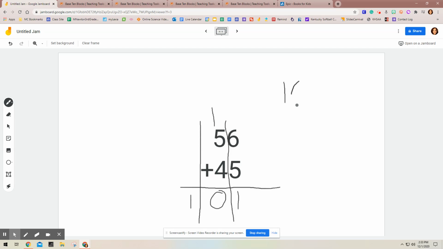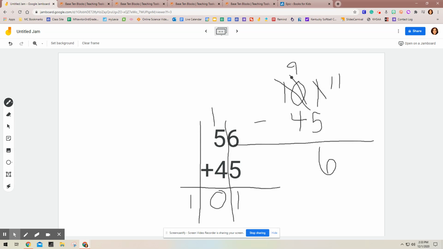101. And if I do 101 minus 45, I got more on the floor. I got to go next door. My 0 becomes a, well, really, I'm going to look at this as a 10. My 10 becomes a 9. My 1 becomes an 11. 11 minus 5 is 6. 9 minus 4 is 5. So again, I've got those same numbers on my fact family.